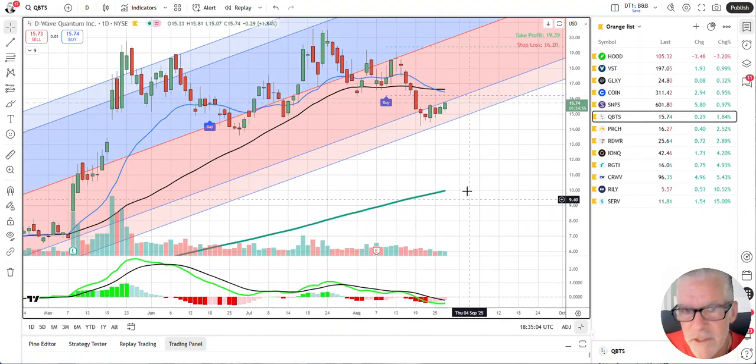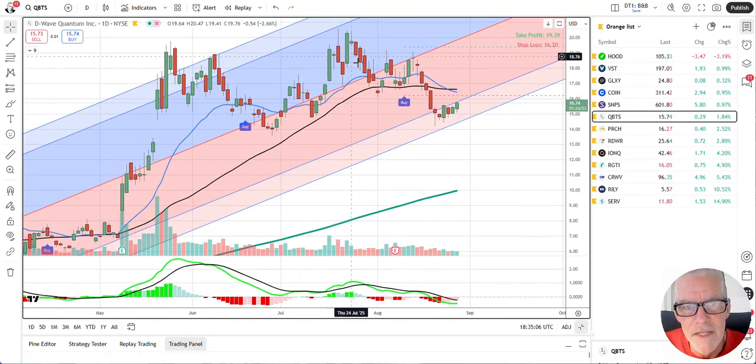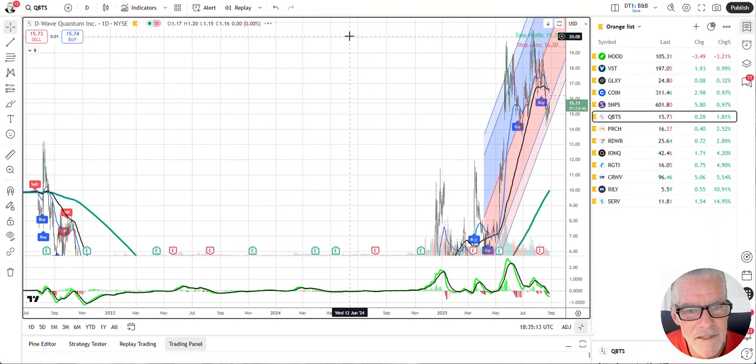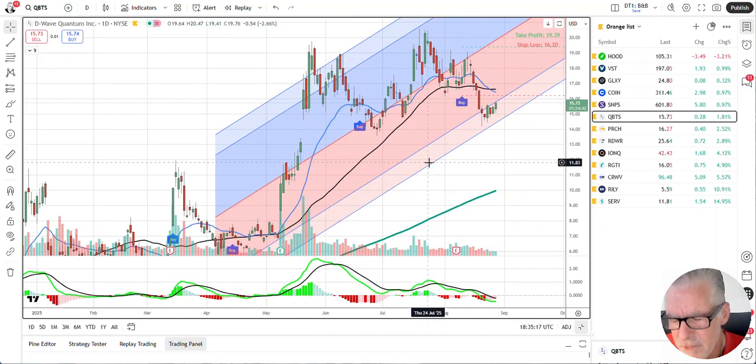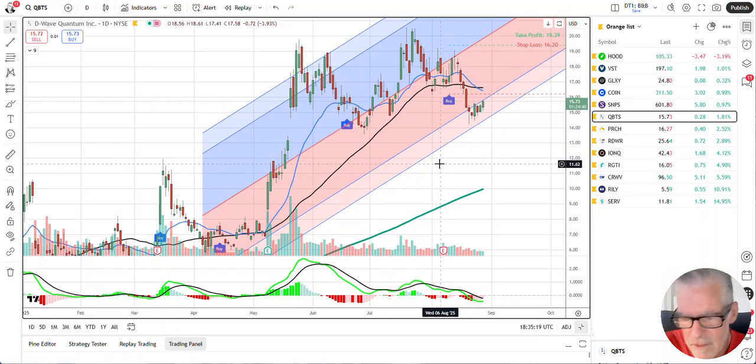Here's our first quantum computing play. We've got the ABC pullback off of 52-week highs. I assume that's it. Maybe all-time highs? I have no idea. I only got interested in the quantum computing space maybe a year ago, I guess, or less, 7, 8, 9 months ago.